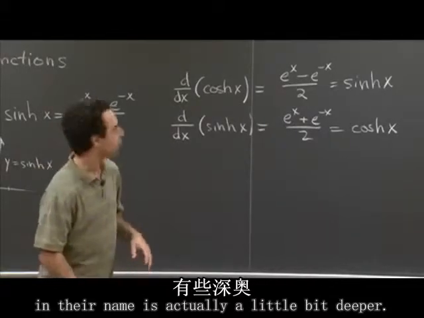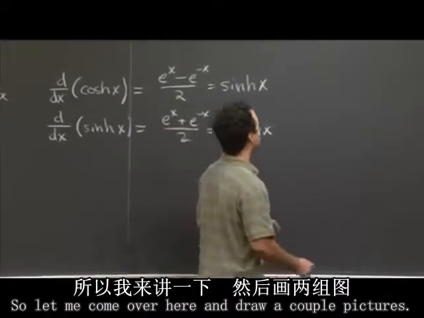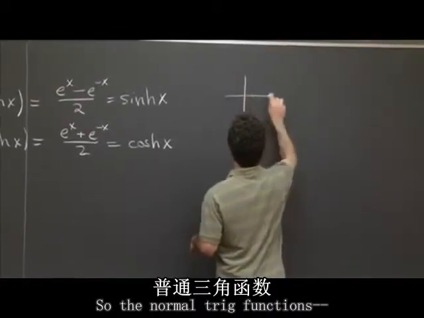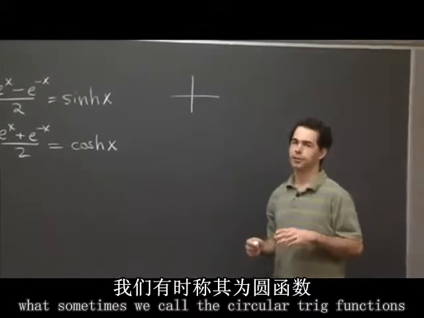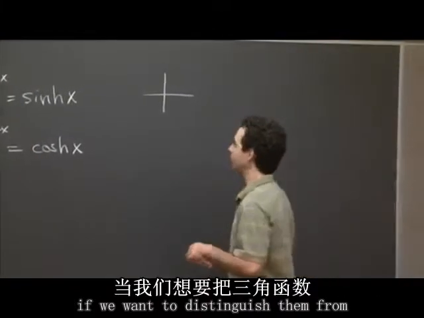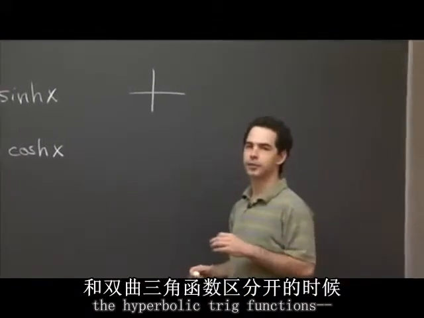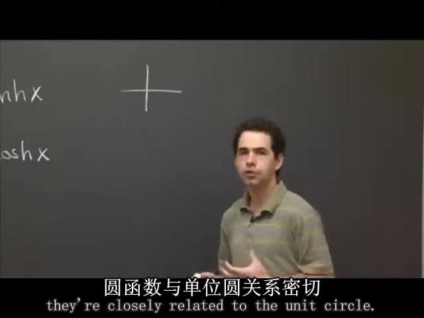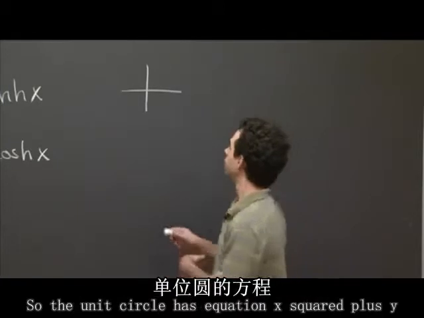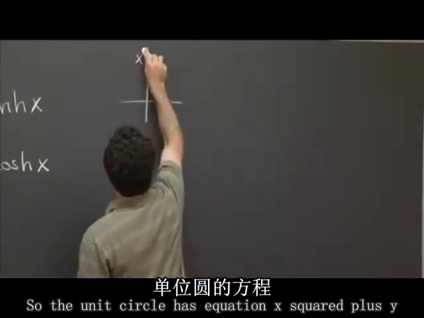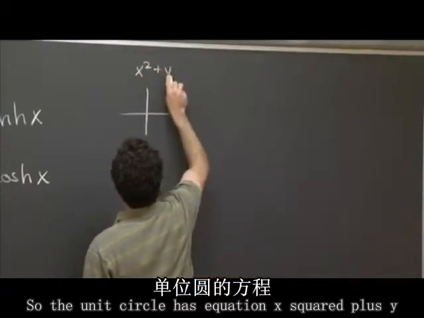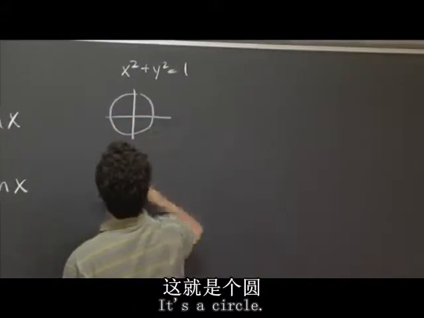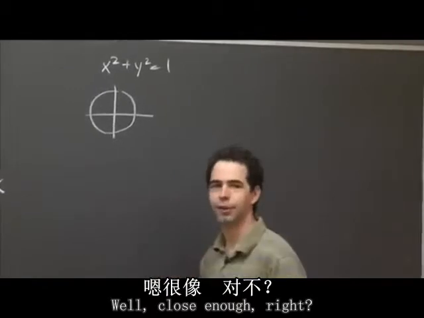bit deeper. So let me come over here and draw a couple pictures. So the normal trig functions, what sometimes we call the circular trig functions, if we want to distinguish them from the hyperbolic trig functions, they're closely related to the unit circle. So the unit circle has equation x squared plus y squared equals 1. It's a circle. Well, it's close enough, right?